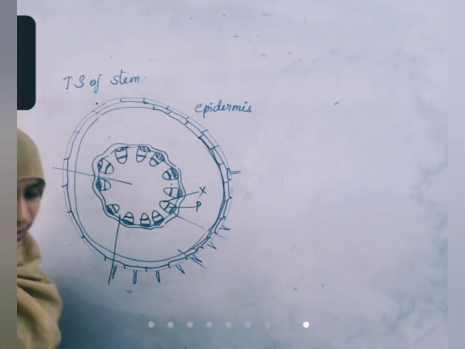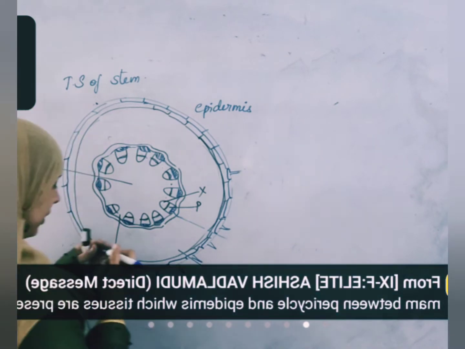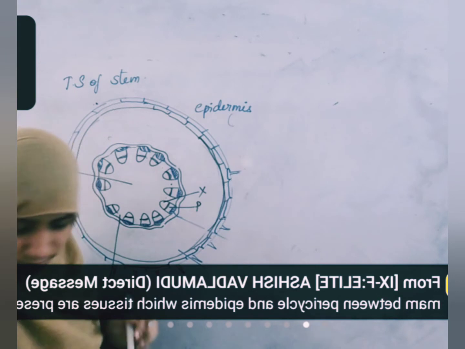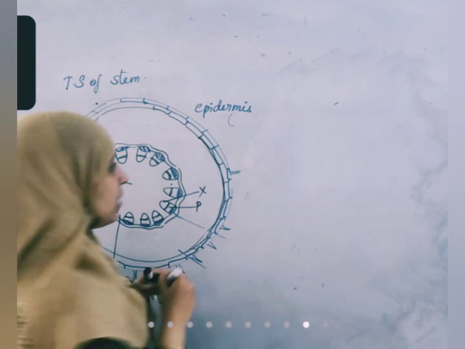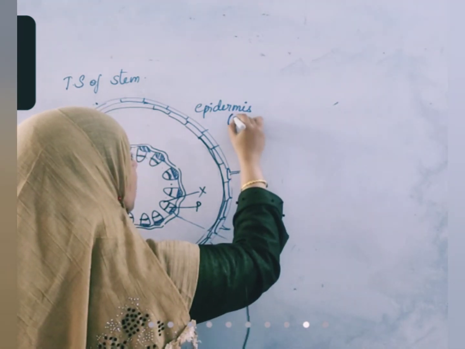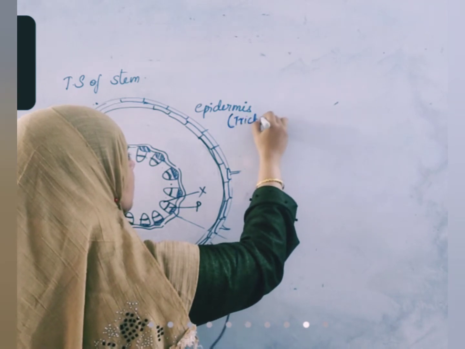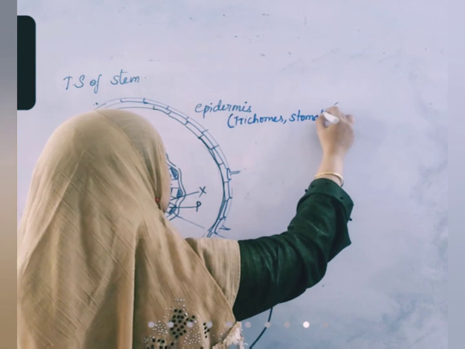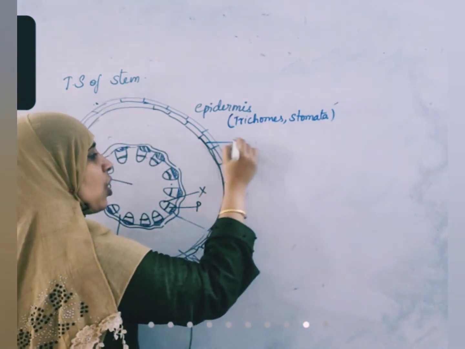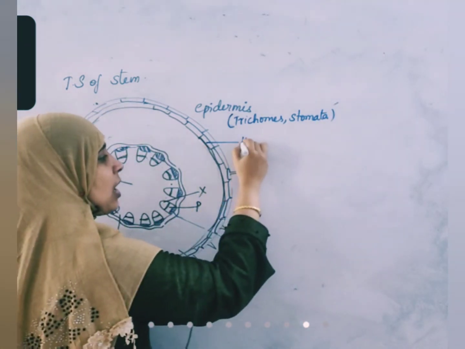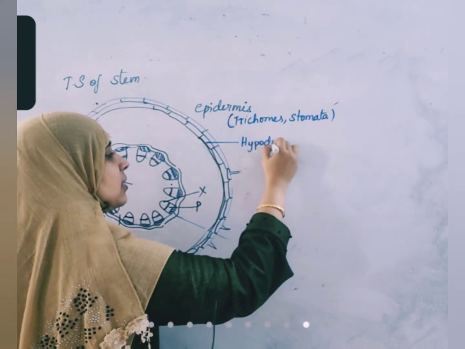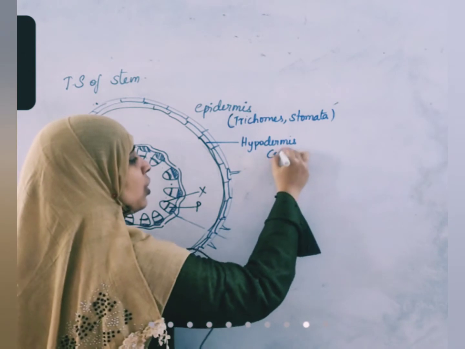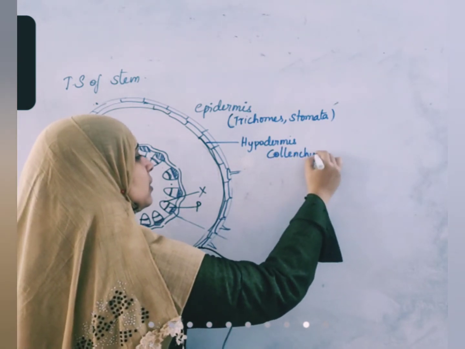Okay. First one is epidermis. Epidermis is modified to form trichomes and stomata. Below that, cortex is divided into hypodermis. These hypodermis are made up of collenchyma.